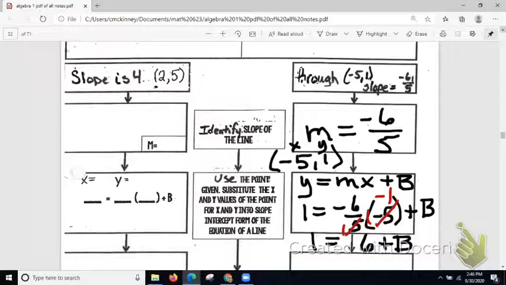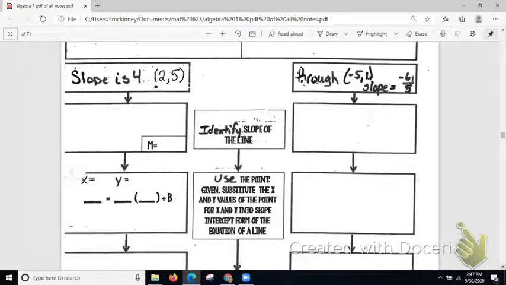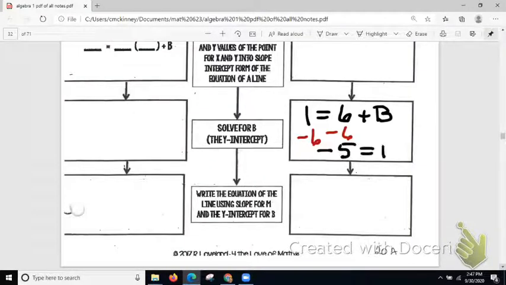So I'm going to have to scroll down, and then we'll finish solving for b. So 1 equals 6 plus b. I'm saying that as much for myself so that I remember where I was at. I'm going to finish this solving for the y-intercept. 1 is equal to 6 plus b. I already did my m times x there. Now I want to get the b by itself so that I know what my y-intercept is. So negative 5 is equal to b.